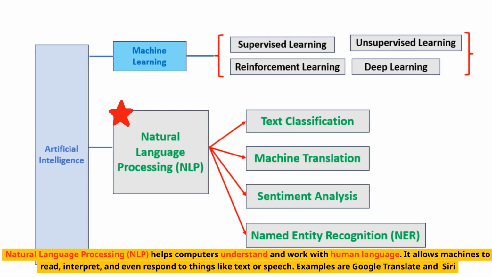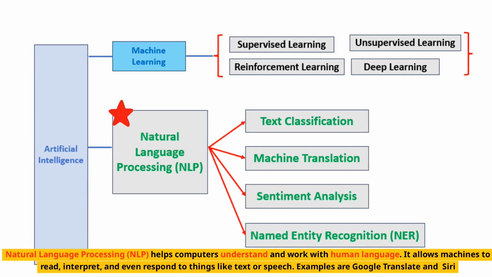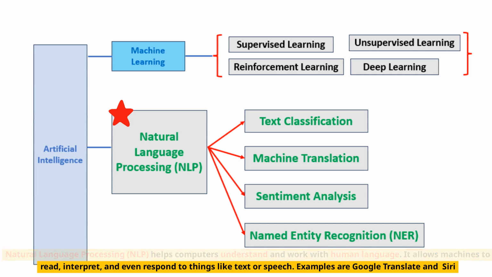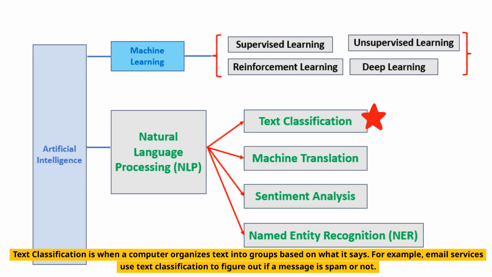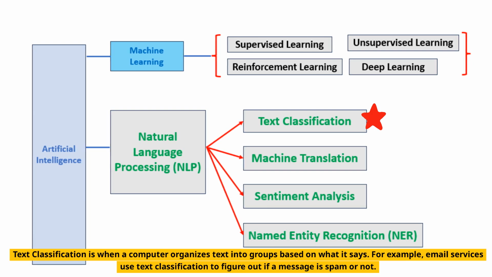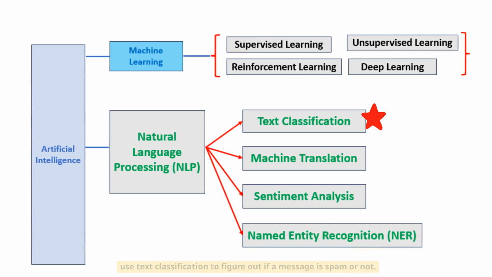Natural language processing, NLP, helps computers understand and work with human language. It allows machines to read, interpret, and even respond to things like text or speech. Examples are Google Translate and Siri. Classification is when a computer organizes text into groups based on what it says. For example, email services use text classification to figure out if a message is spam or not.